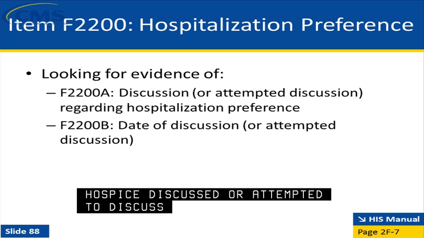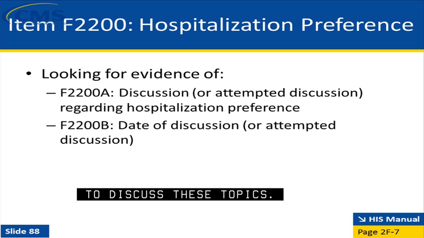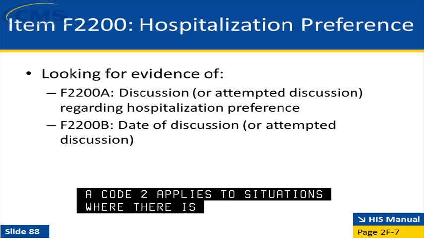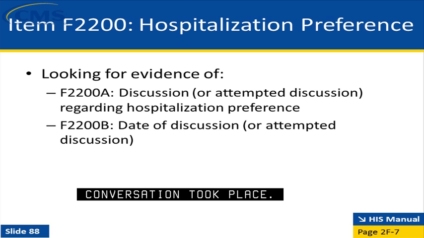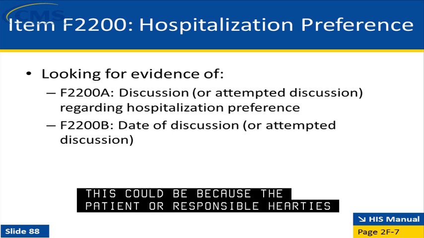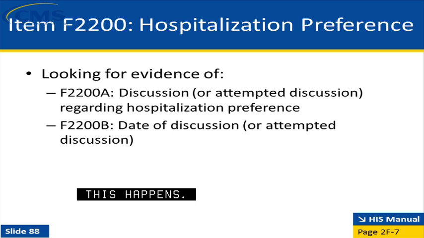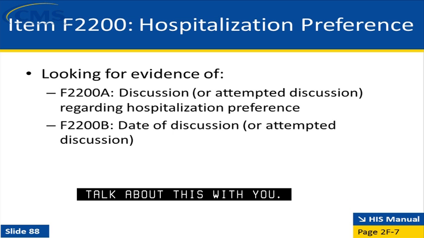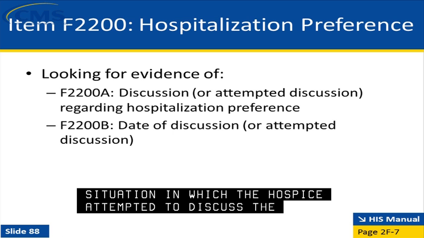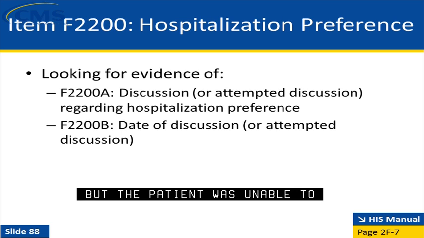A code 2 applies to situations where there's documentation that the hospice attempted to have a conversation, but no conversation took place. This could be, again, because the patient or responsible party simply refused to discuss it, and this happens. It could be that you tried to bring it up, and the patient just shuts you down and says, I'm not going to talk about this with you. In this situation, you tried to discuss it. You were not successful in engaging the patient, so a code 2 would apply. The code 2 also applies to situations in which the hospice attempted to discuss the topic, but the patient was unable to discuss, and the responsible party also refused to discuss, and that happens as well.